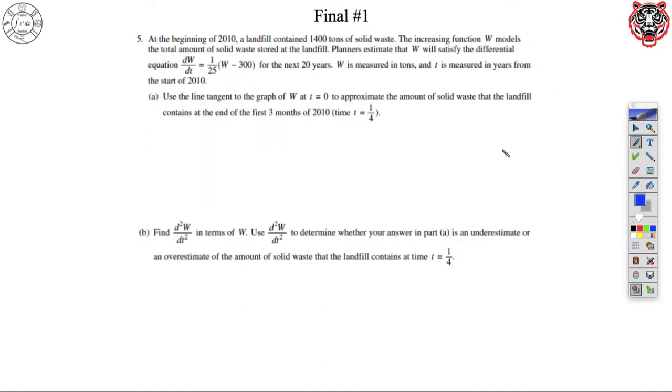All right, time to go to the most missed question on the final, number 5. So let's deal with this first one, the line tangent to the graph of W. So this is going to be y minus the y, and actually I know what it's going to be, so I'm going to make this a little bit bigger. y minus the y function is going to be equal to the slope times x minus the x coordinate.